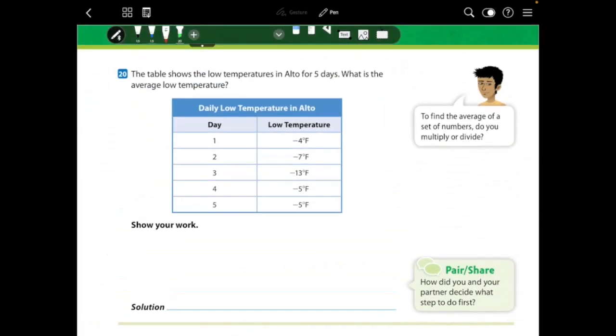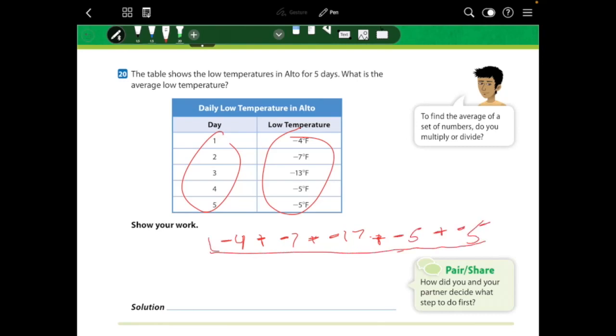Now the table shows the low temperatures in Alto for 5 days. What is the average low temperature? Well, to find the average temperature of something, you need to figure out basically the sum of everything here divided by how many days there were. So what is the addition of -4 plus -7 plus -13 plus -5 plus -5? And then all that added together divided by the 5 days. That will give us this answer here. Take your moment to figure out what that answer is.